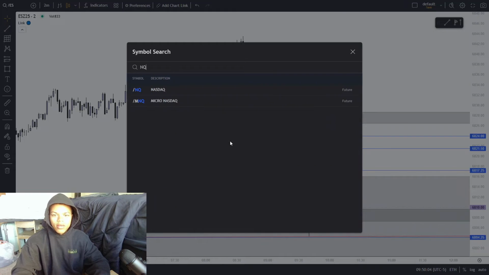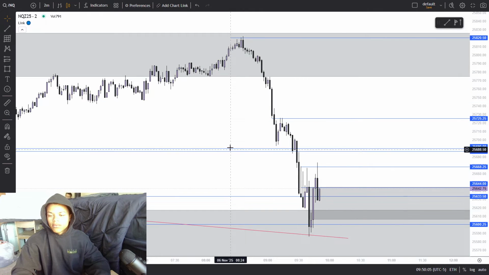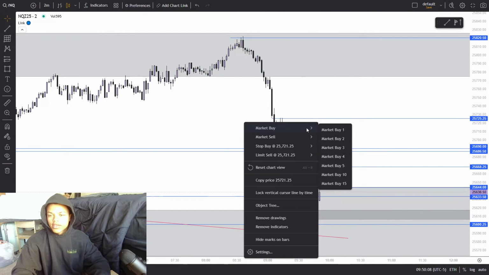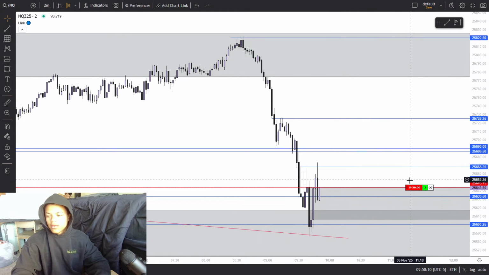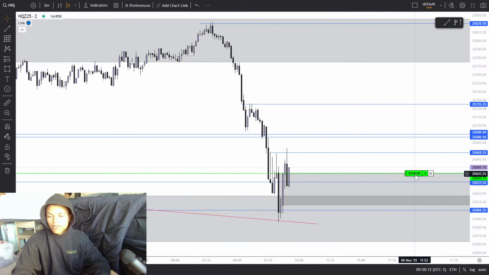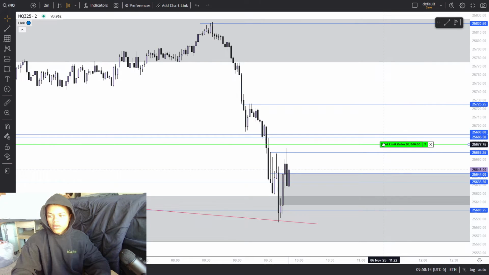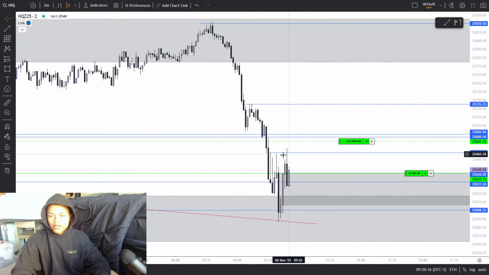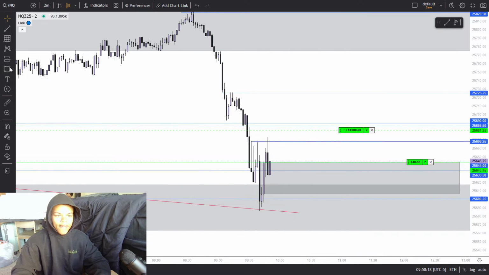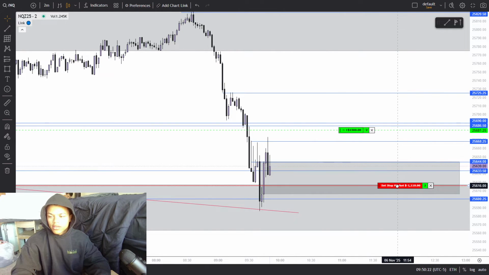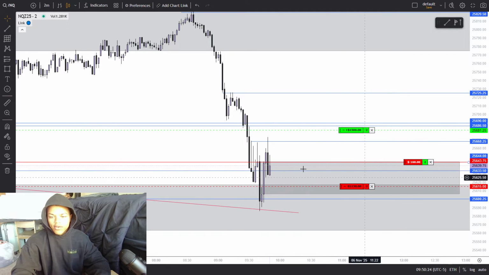Alright, I'm gonna enter in possibly 2 contracts here. Order filled on NQ. Alright, let's go for max draw. I mean, can't really go for less than that. Stops right under this continuation confluence.